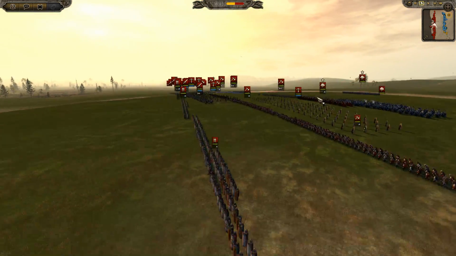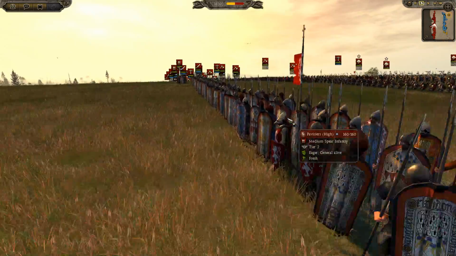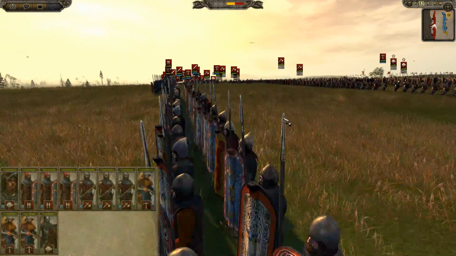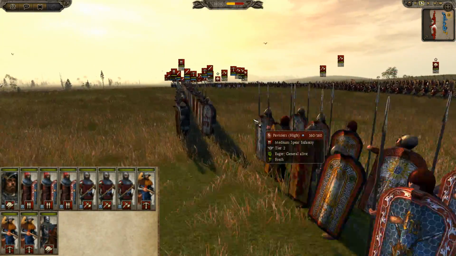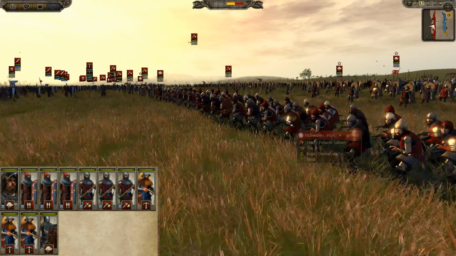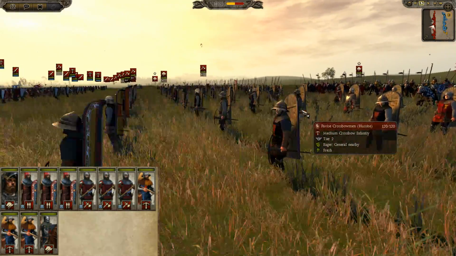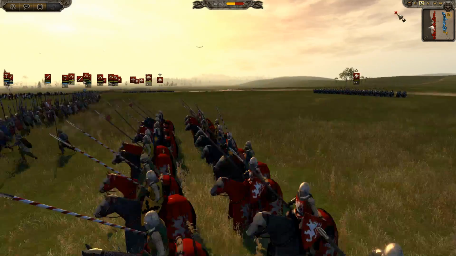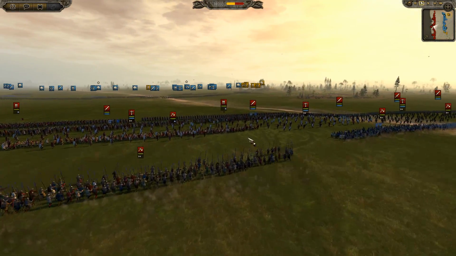If we go back over to here, we've got another Bohemian army, I believe. So yeah, we've got two Bohemian armies bringing very similar army comps, polearms, pavise units. We got the Bohemian King. So yeah, very interesting stuff there.